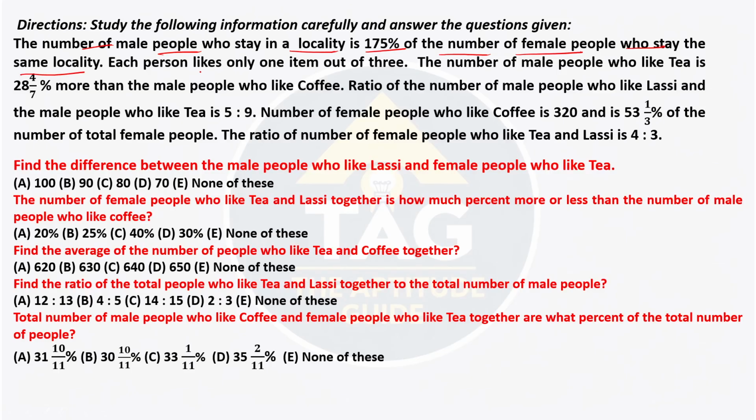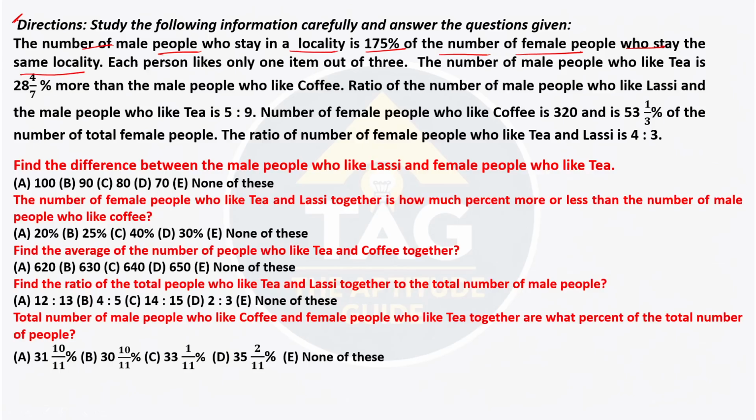coffee. So the given information is about male and female, and the number of males and the number of females is not disclosed here. It's percentage based. And then the given information is about three things: tea, coffee, and lassi. Some information is given in terms of percentages, and the rest is given in terms of ratios. And you are expected to solve 5 questions based on this set. Let us see how to solve this one now.